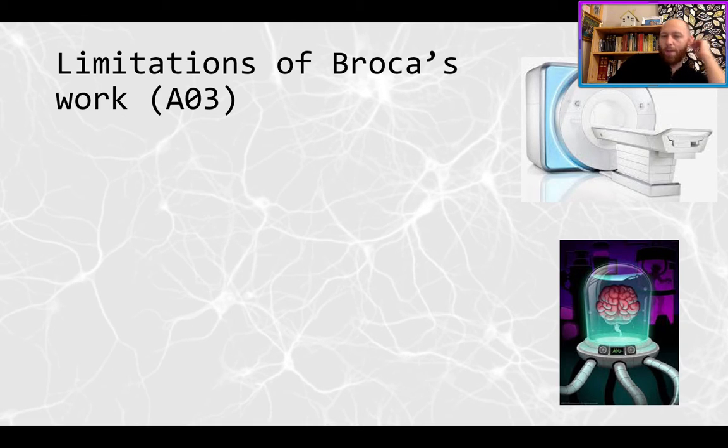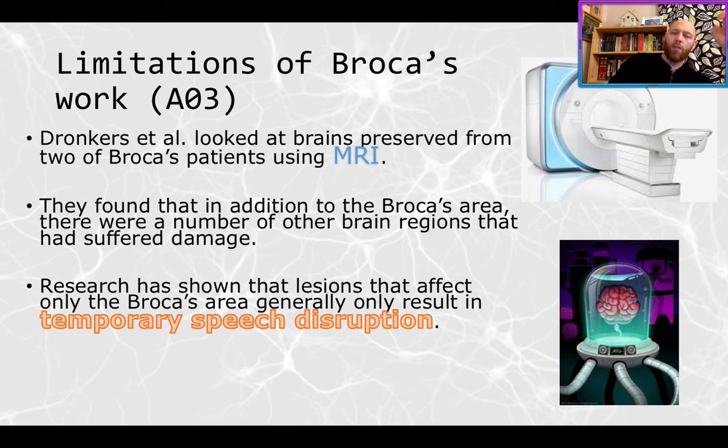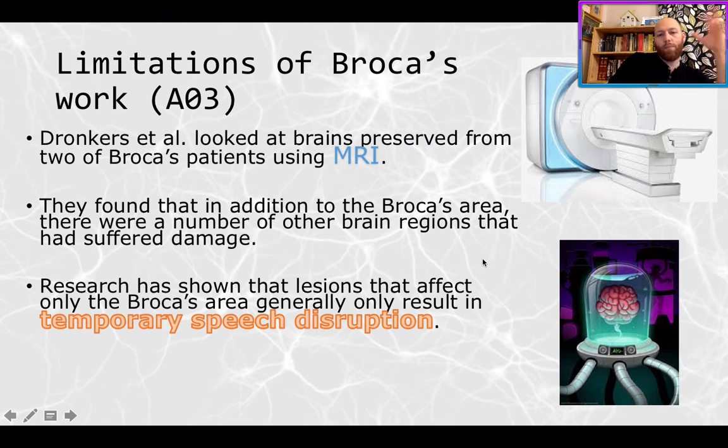Limitations of Broca's work then. So the idea that brains are lateralized, or they may not be. Let's evaluate Broca's research. Dronkers et al. looked at brains preserved from two of Broca's patients and found extensive damage to other regions as well. So it's difficult, if the independent variable was damage to Broca's region, the frontal lobe, we have all these confounding variables because there's damage to other regions as well. Research has shown that lesions that affect only Broca's area generally only result in temporary speech disruption.